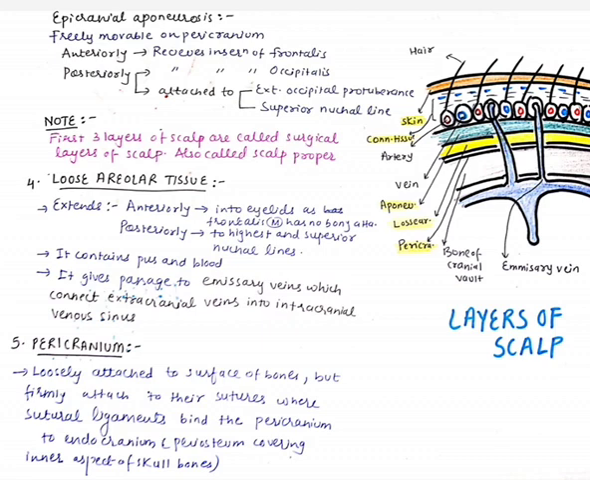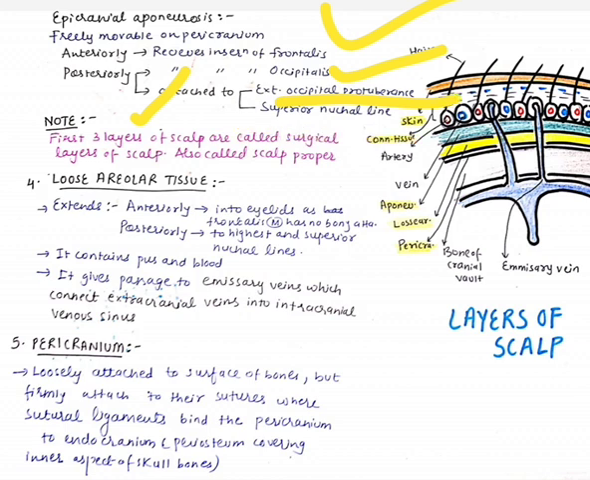Now coming to the epicranial aponeurosis, it is freely movable on the pericranium, that is the fifth layer. This is not very important, but it is just for you to remember. If you don't remember it or don't write it in exams, that is perfectly fine. Anteriorly it receives the insertion of frontalis and posteriorly the insertion of occipitalis, and it is also attached to the external occipital protuberance and the superior nuchal line, right?